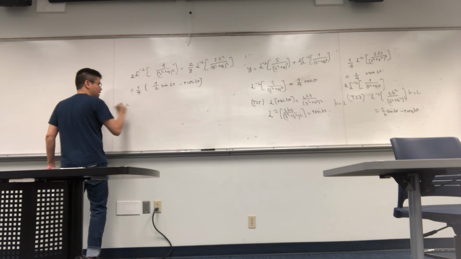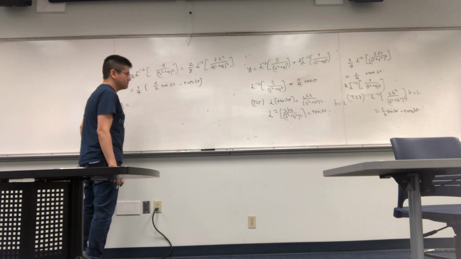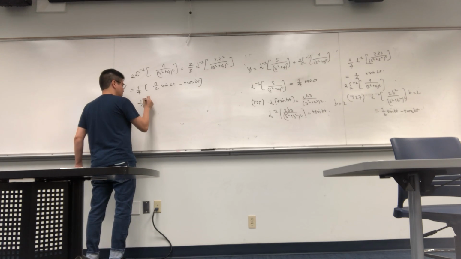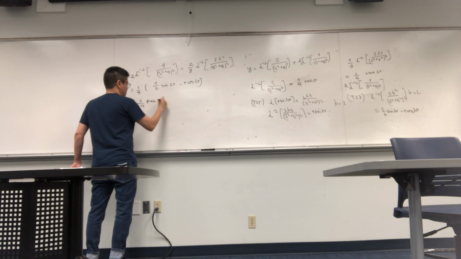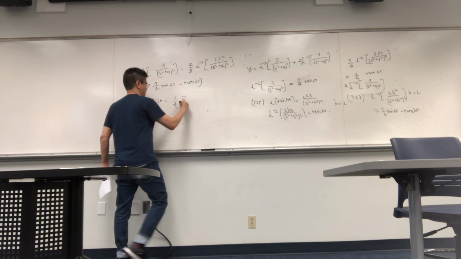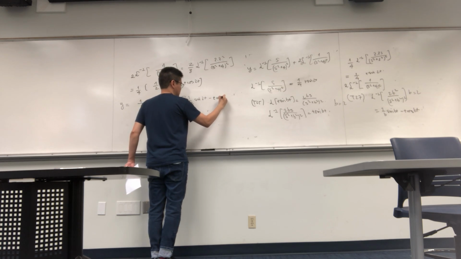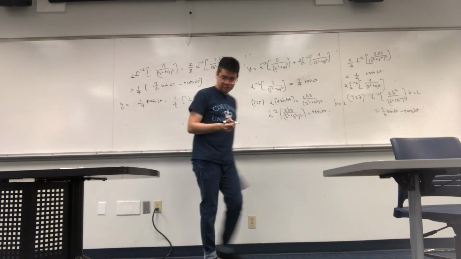Now you put everything back into the formula, and you get 1/4 t sin 2t plus 1/4 1/2 sin 2t minus t cos 2t. All right?